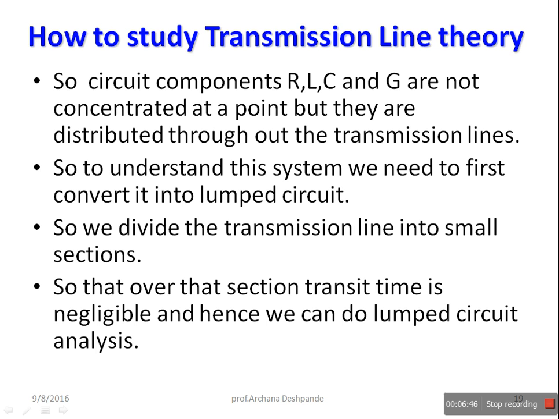So we have seen that the circuit components R, L, C and G are not concentrated at a point, but they are distributed. Therefore, if you want to understand such systems, we need to convert them into a lumped circuit. So we divide our transmission line into small sections, so that over that small section the transit time is negligible, and we can do a lumped circuit analysis of this small section.